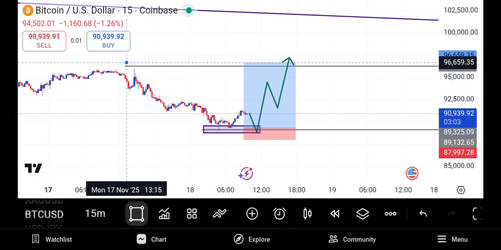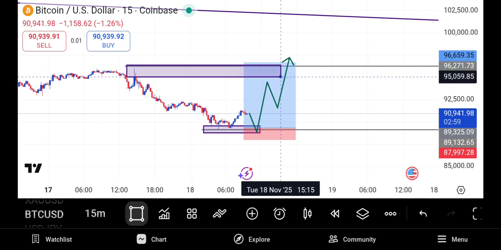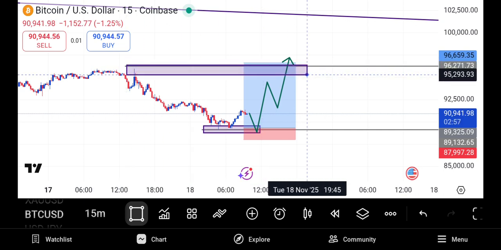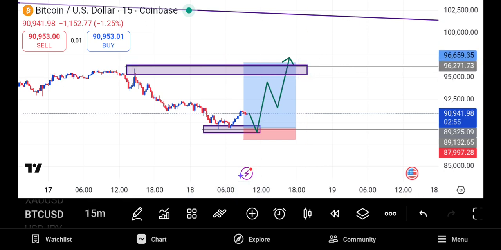And again, hence y'all can see that we created that resistance up here, whereby that's gonna be our take profit. So that's how it is. Just gotta learn, put in the hours, and eventually you're gonna master your craft.